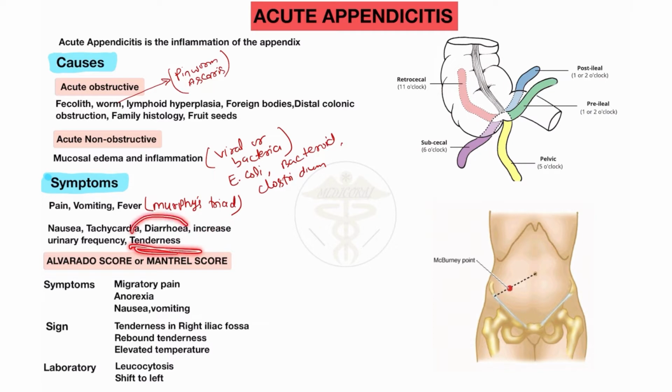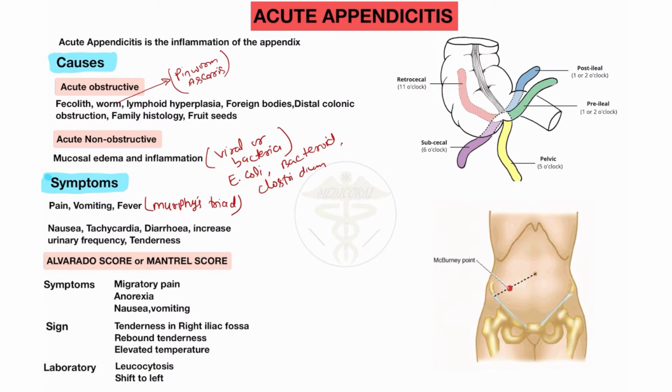And tenderness: when you press in the area of the appendix, you will feel a pain-like sensation. So tenderness also occurs in the acute appendicitis patient. These are the symptoms of acute appendicitis.